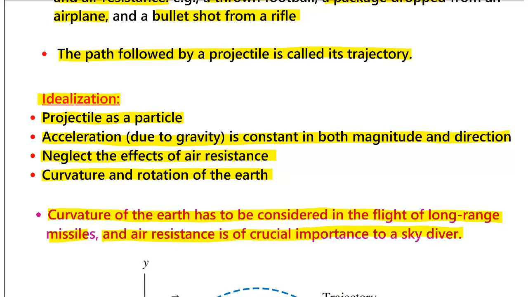is of crucial importance to a skydiver. So you see, in some cases we have to account for the air resistance and we have to also account for the curvature of Earth. For example, if you have a long range missile, you have to account for the curvature of Earth. And if there is a skydiver, in that case you have to account for the air resistance, because he is diving in the air only based upon the air resistance that is coming from below. So he is trying to minimize the effect of gravity by the opposing effect that is coming from the air resistance. In such cases, we have to analyze the motion by accounting for these factors.